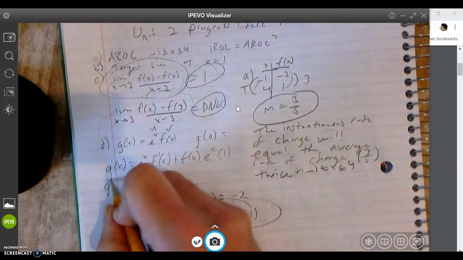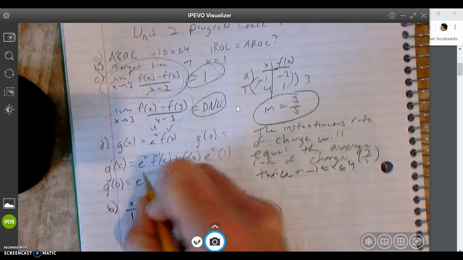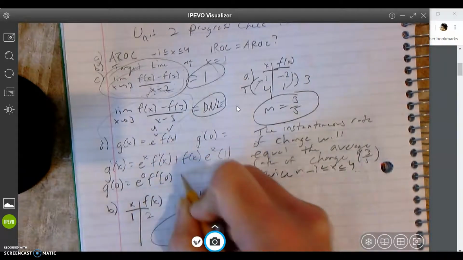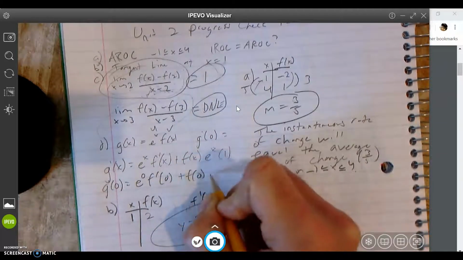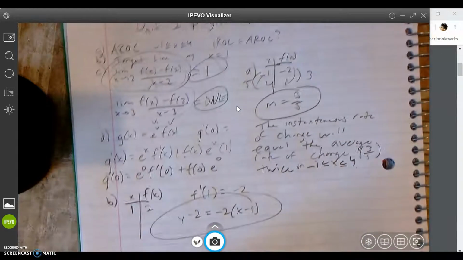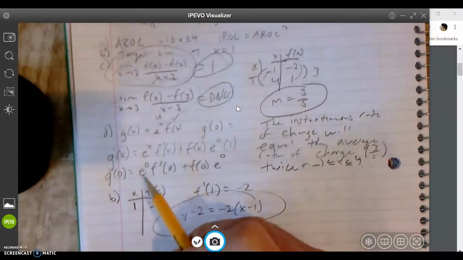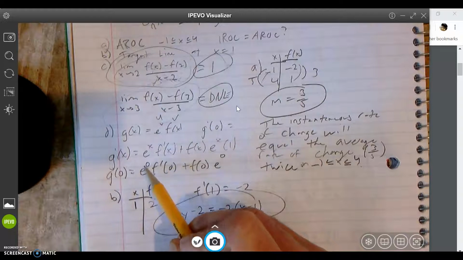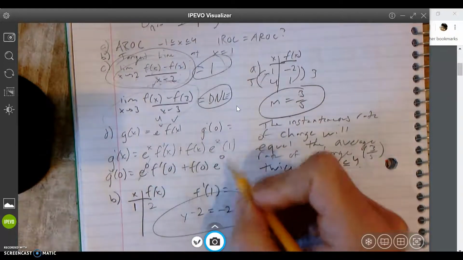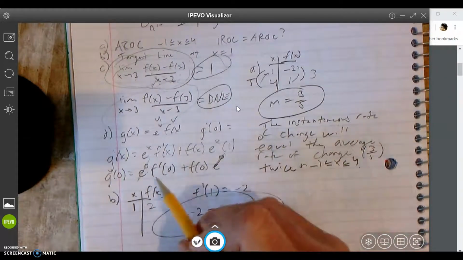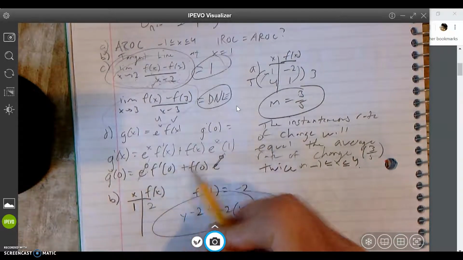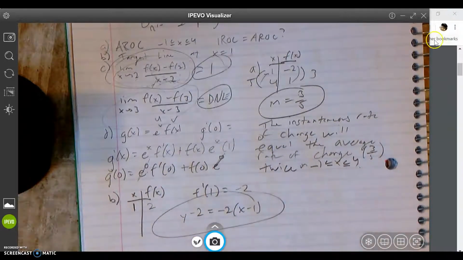So now I'm going to find G prime of 0, which is e to the 0 f prime of 0 plus f of 0 e to the 0. Now e to the 0 is just 1. Anything to the 0 power is 1. And so 1 times anything is itself, so I can sort of ignore these. So it's just the derivative at 0 plus the point at 0. That's all I'm looking at.